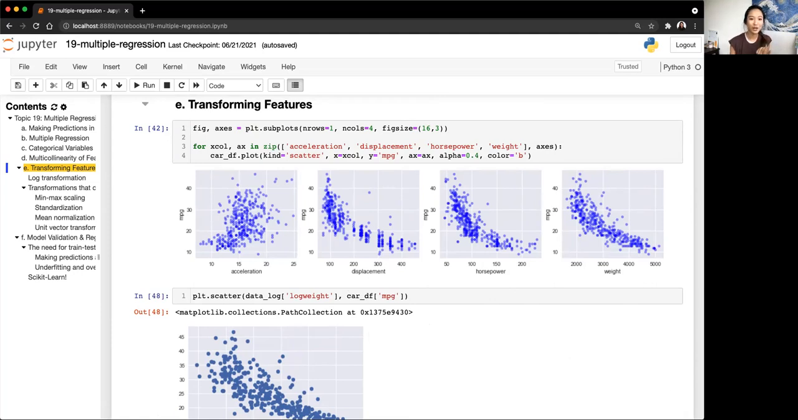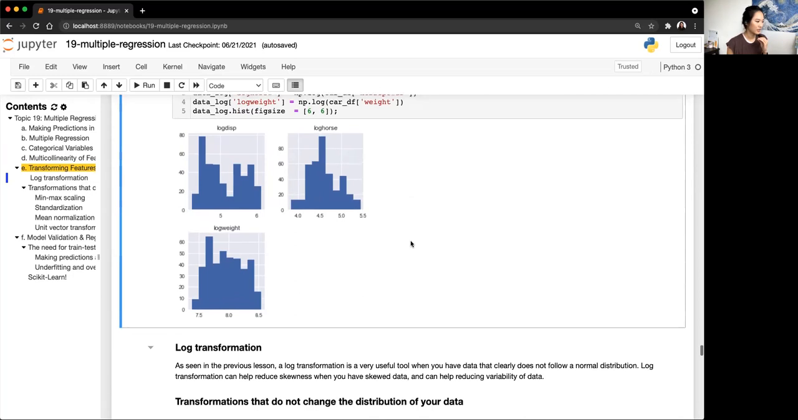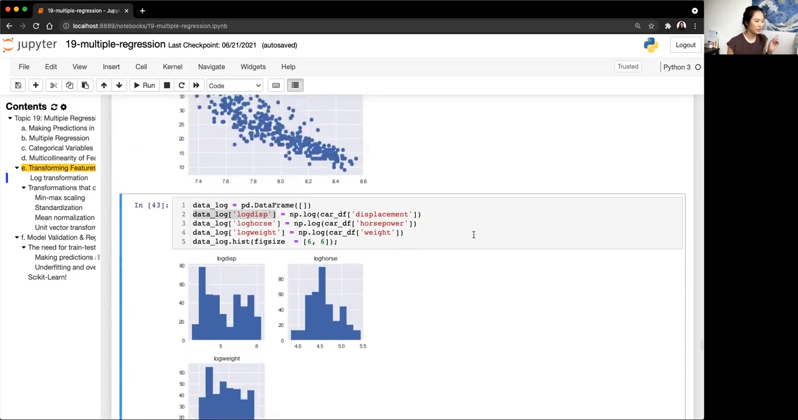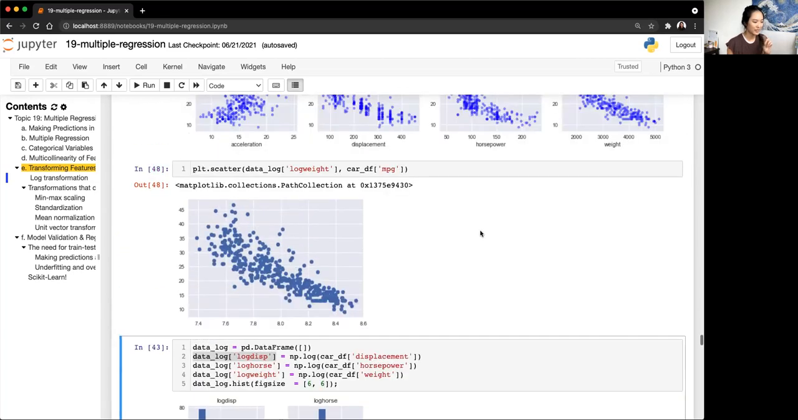you can also choose to log your miles per gallon if you'd like. You can choose to log your target variable too. The only difference is in interpreting your coefficients, you're going to have to interpret them differently, which I'm going to talk about in a little bit. So I'm going to talk about interpreting those coefficients in a sec, but basically log transformation is something that you can do to your data.